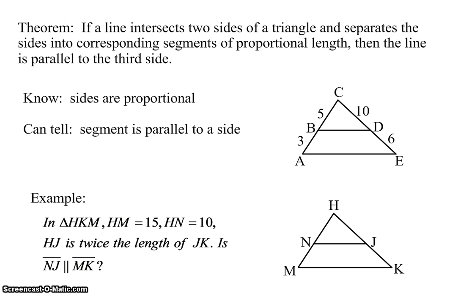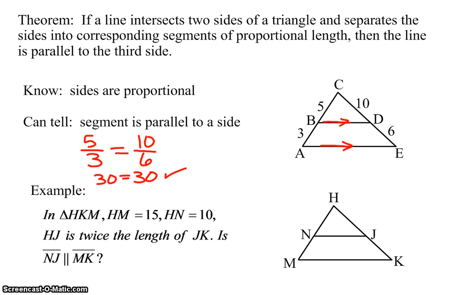Our next theorem takes the first one and works it backwards. In this one, we know the sides are proportional, and from that we determine that the segment is parallel. So, for example, on this, because 5 to 3 equals 10 to 6, our cross products say 30 equals 30. Therefore, I know that these two triangles would have been similar, which means this line is going to be parallel to that third side.